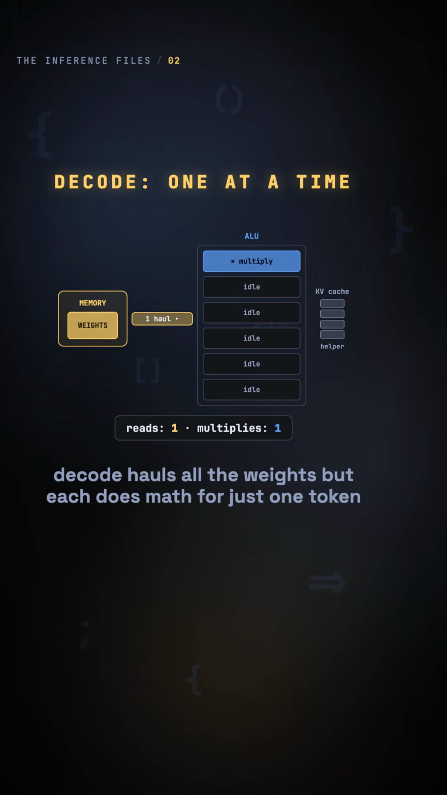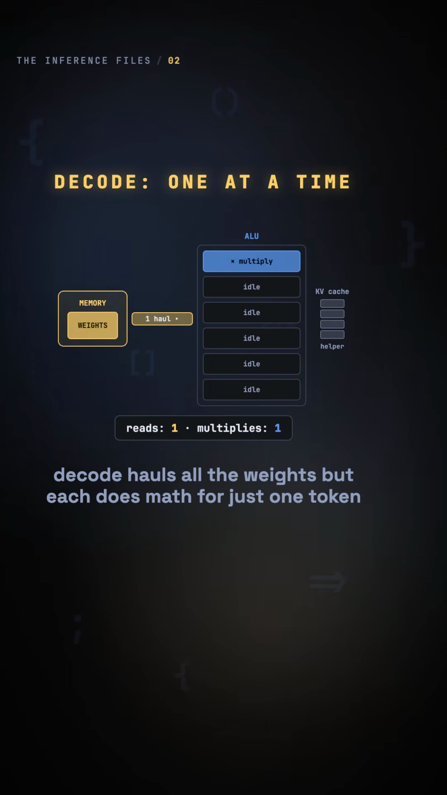Decode writes one token per step. To avoid rereading your whole prompt each step, it reuses the KV cache, the saved keys and values from earlier tokens, but that's just a shortcut, not the bottleneck. The catch: one token is a single vector, so now it's a matrix times vector multiply. The chip still hauls the entire weights pile from memory, exactly like before, but each weight now does math for only that one token. One slow read, one multiply.